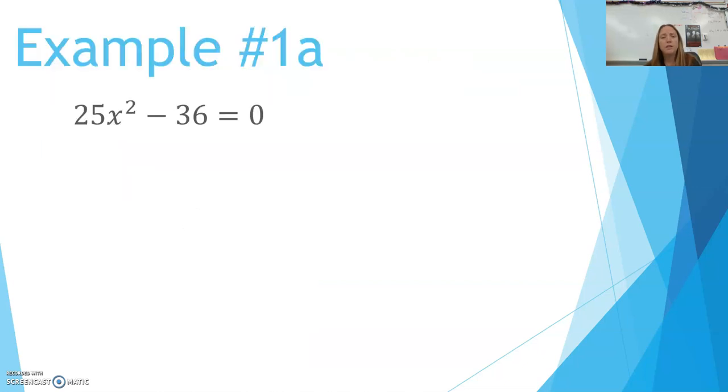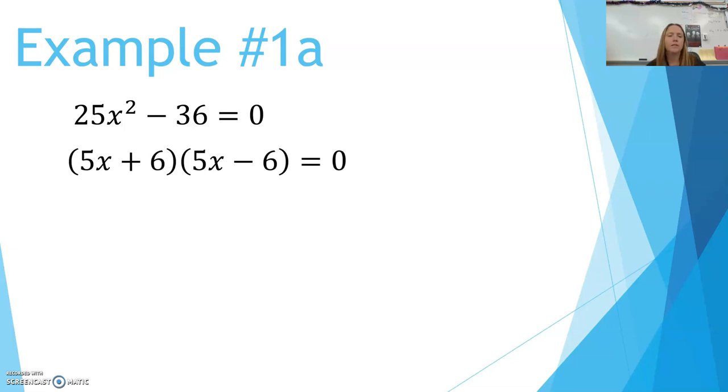So just to relate it to what I was just talking about, we've worked with these kinds of problems in the past, the 25x squared minus 36. It's a difference of two squares because you've got a perfect square in the front and a perfect square in the back. So we know we're solving because it says equal to 0. And so what we can do is factor it in the quick way that we've learned. The square root of 25x squared is 5x, and then the square root of 36 is 6. So we have 5x plus 6 and 5x minus 6.